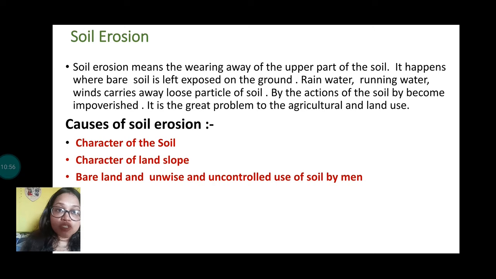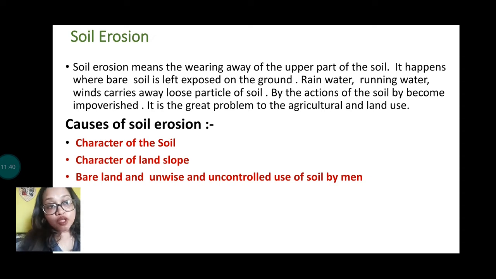What are the causes of soil erosion? First of all, the character of the soil and the character of the land slope. If there is a steep slope, the soil can easily be washed away. On a steep slope soil erosion is maximum rather than on a gentle slope. Also bare land: if there is bare land with no plants, the wind, running water or rainwater can easily wash away the upper layer of the earth. That means the soil can easily erode.